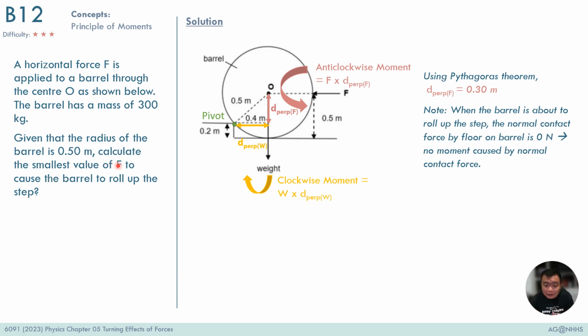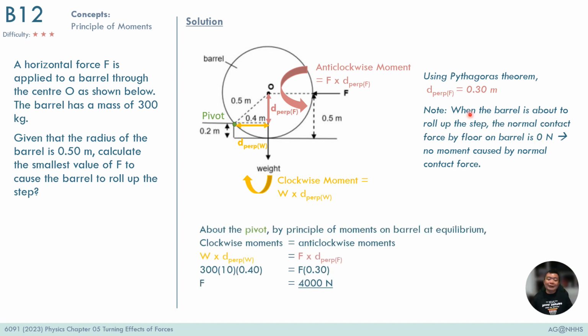Calculate the smallest value of F to cause the barrel to roll up the step. So on the verge of rolling up, the floor is no longer supporting the barrel anymore. Hence, the normal contact force is 0 newtons. So what remains to be done is to plug in the two moments into the POM equation. I plug it in. I've color coded it for you to check, and with that we can get the force to be 4,000 newtons.